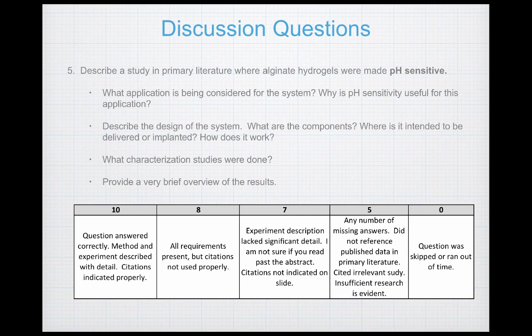Describe a study in primary literature where alginate hydrogels were made pH sensitive. What application is being considered for the system? Why is pH sensitivity useful for this application? Describe the design of the system. What are the components? Where is it intended to be delivered or implanted? How does it work? What characterization studies were done? And provide a brief overview of the results.